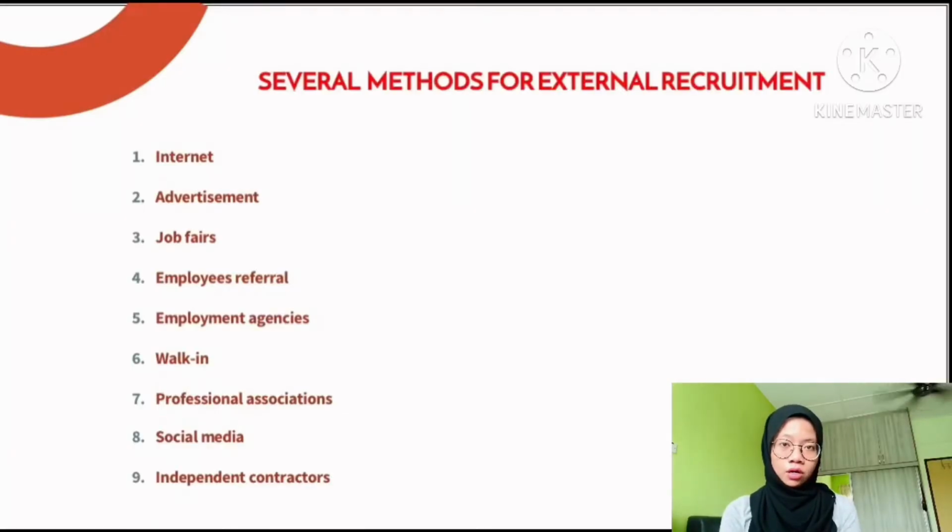Okay, first of all, the methods used for external recruitment can be classified in various ways, and the firm must make an analysis first before choosing the best method to recruit employees. There are several methods such as through the internet, advertisement, job fairs, employee referrals and etc. I will briefly explain some methods that are always used by companies to recruit fresh graduates externally, which are through employment agencies and job fairs.